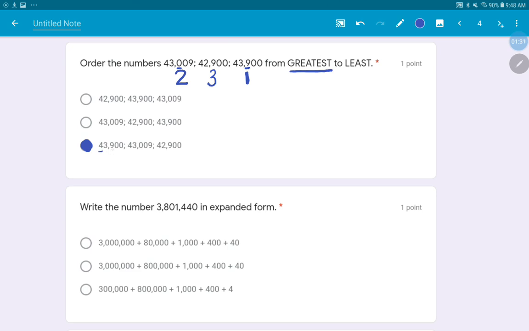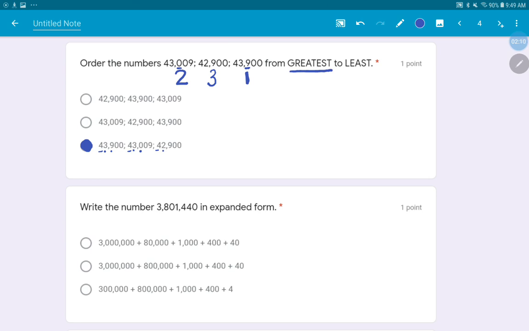The 10,000s are all the same. So we go to the next smaller place value, which is the thousands. 3,000s, 3,000s, then 2,000s. I know the ones with 3,000 will be bigger. Then Cash said he went on to the hundreds. He knew 900 was bigger than 0 hundreds. And then, of course, 42,900 would be the smallest. Yes.